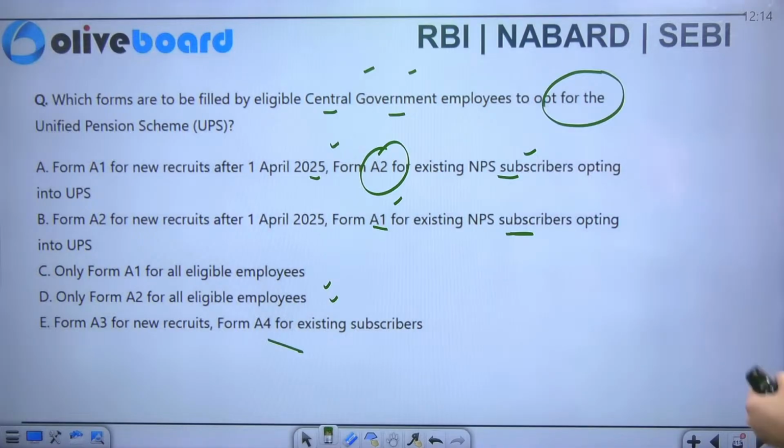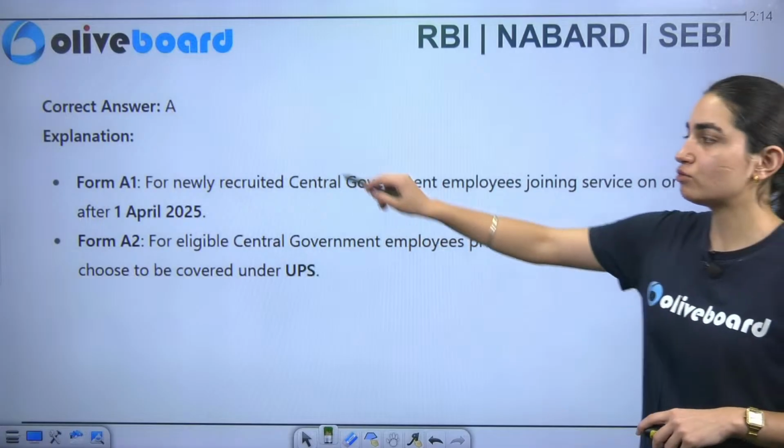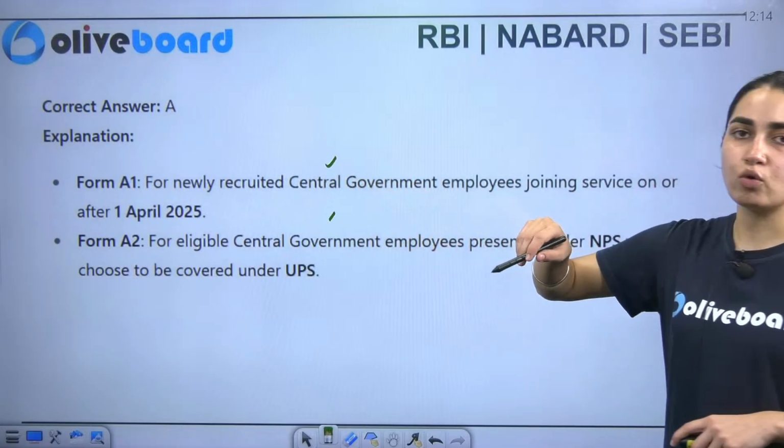Which one is the correct answer? Is it A, B, C, D, E? Okay, so Aditi says A. Alright, so A is the correct answer, which includes form A1 and form A2 also.